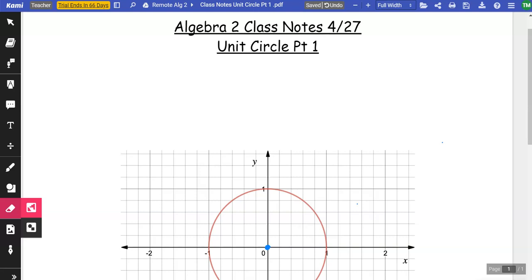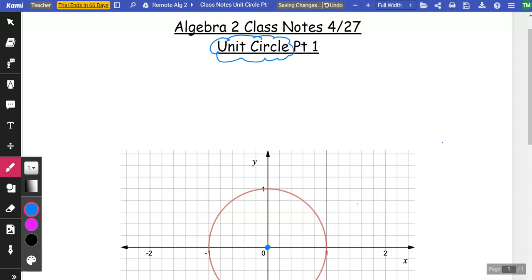Hey, Algebra 2 students. So today we're going to continue on in our trig unit and we're going to learn about our best friend when we talk about trig. And our new best friend is what we call the unit circle. So the unit circle has some key features that we need to talk about.